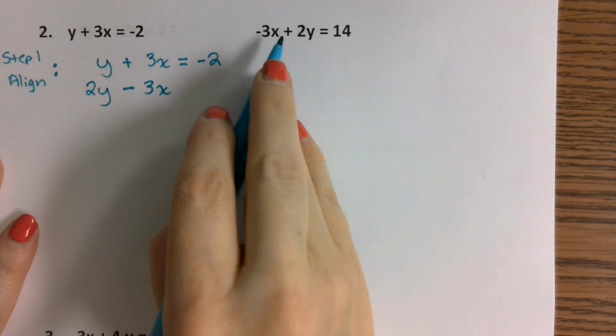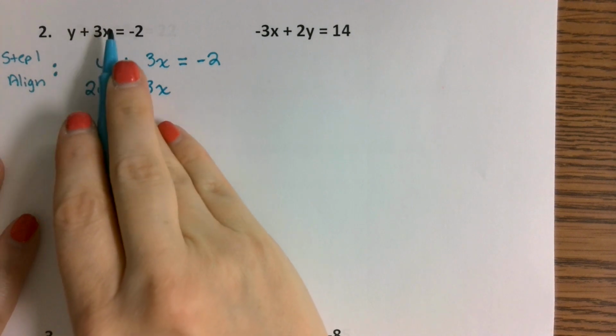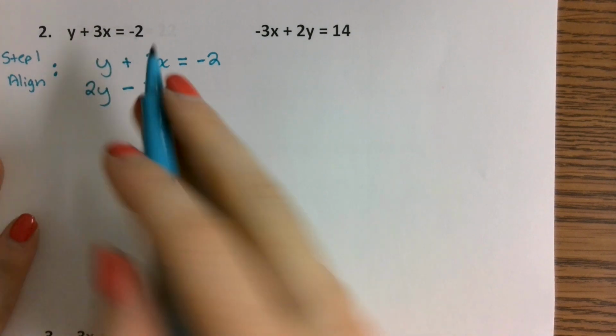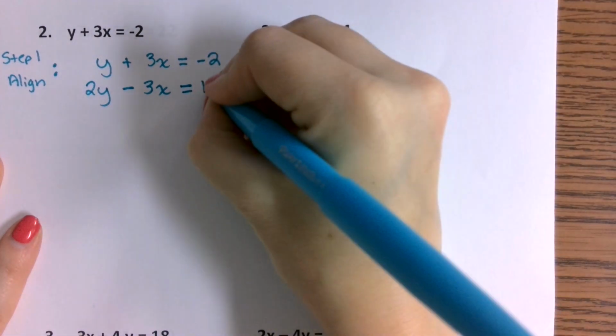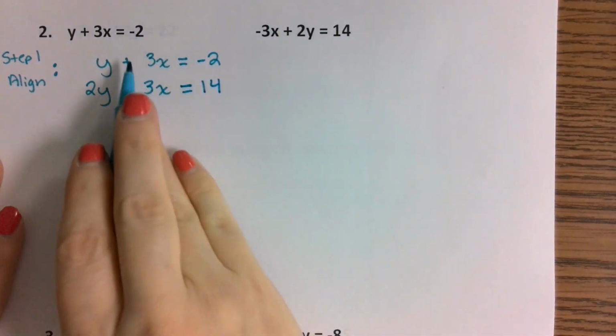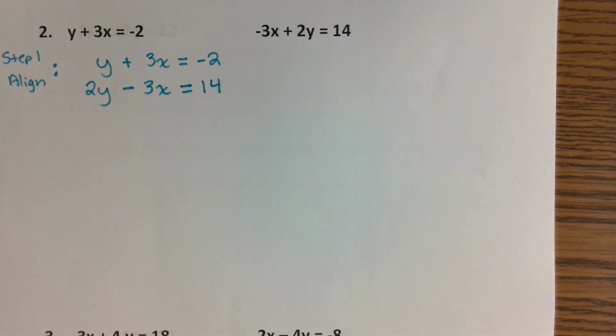Now I could have done negative 3x plus 2y is equal to 14 and then just rewrite this as positive 3x plus y. Either one of those would be perfectly fine. It'll come out the same. It does not matter the order that you write the first one or which one you choose to write for your first one, as long as you mirror that order for your second equation. Okay, so I've rewritten. Now step 2.